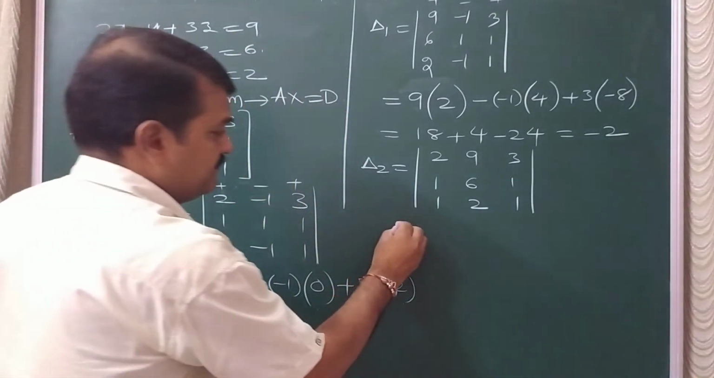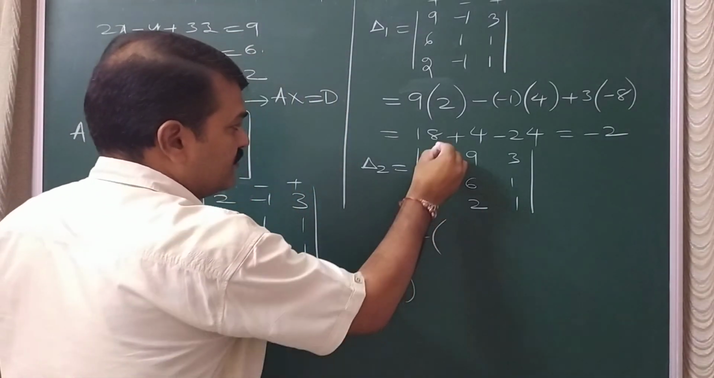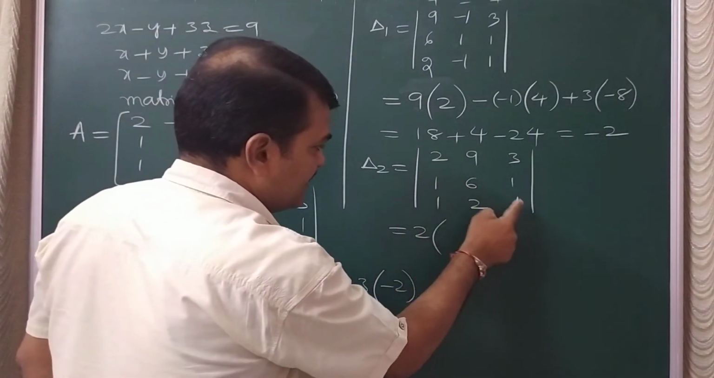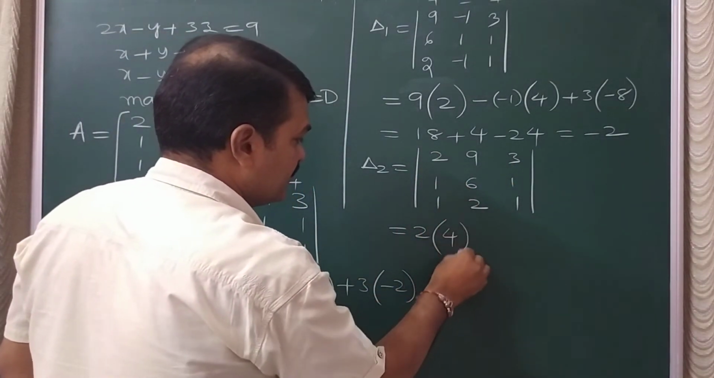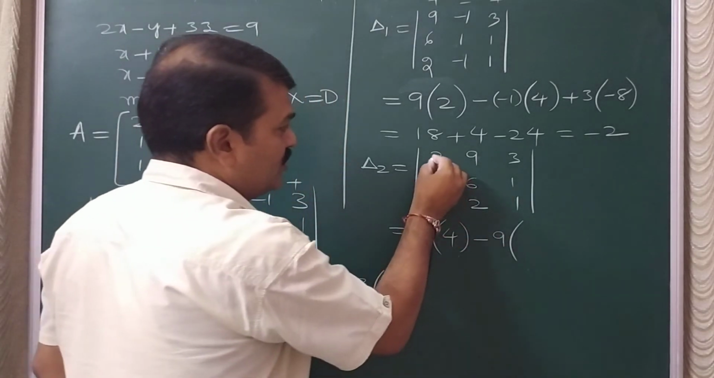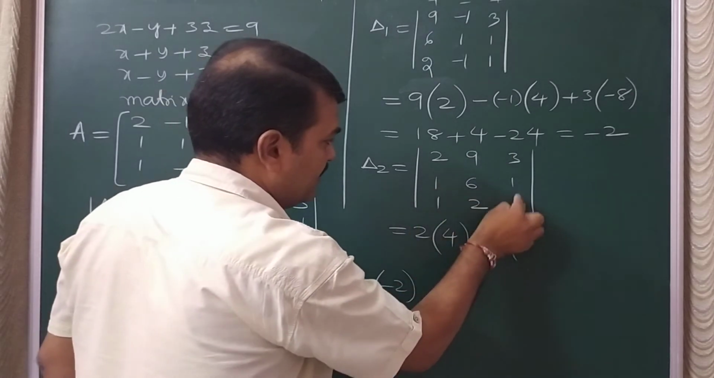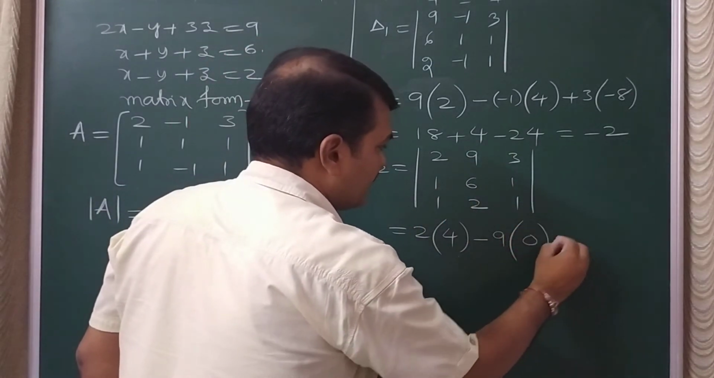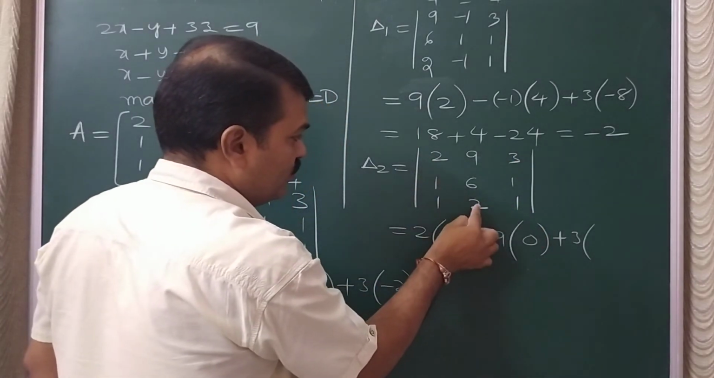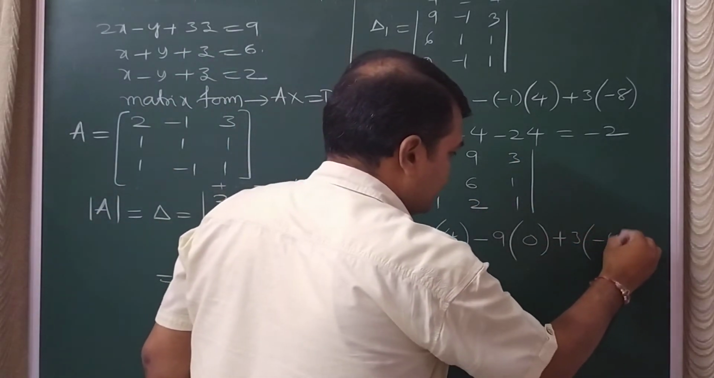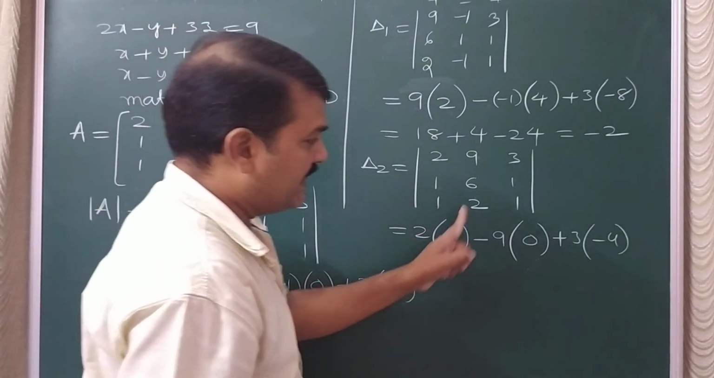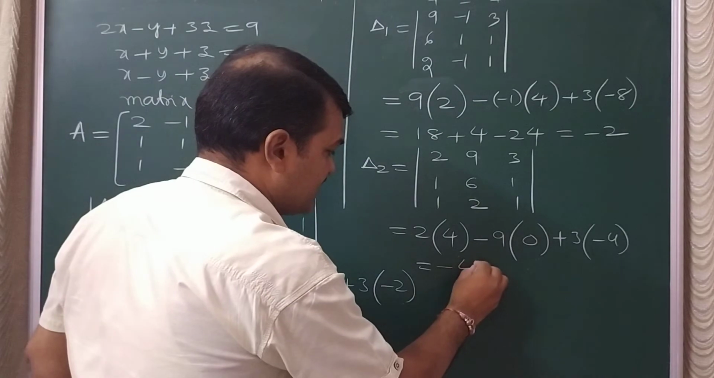Find the determinant. So 2 into, plus minus plus same signs. Remove first row, first column, 6 minus 2. For the second element we write a minus sign, no. So minus 9 into, remove this row, this column, 1 minus 0. Next plus 3 into, remove this row, this column, 2 minus 6 means minus 4. So you will get 8 minus 12. So minus 4 is delta 2.